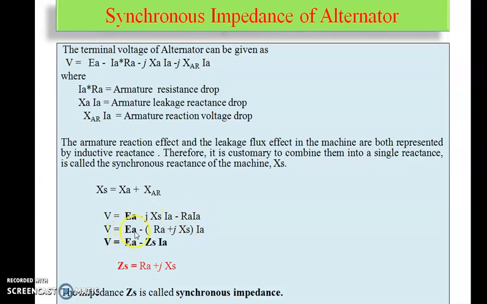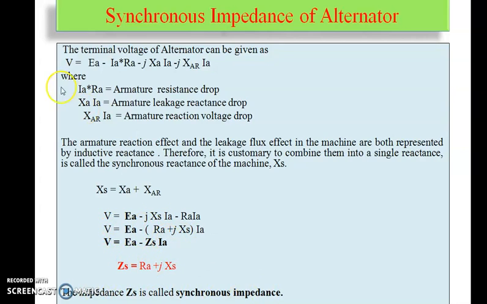So V equals EA minus, taking IA common, IA times RA plus JXS. Okay, so V is equal to EA minus ZS IA. This RA plus JXS I represent as ZS, that is RA plus JXS, म्हणजे simply called the impedance. And this impedance ZS is called the synchronous impedance. Always remember, this is nothing but the voltage equation of the alternator.